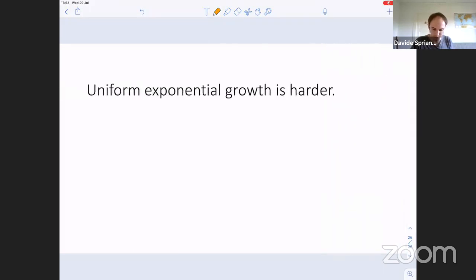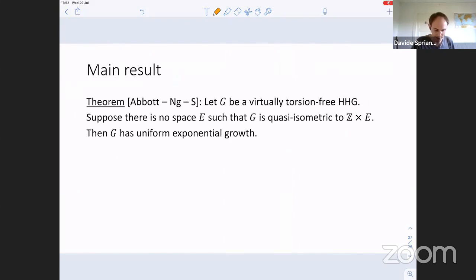And what we want to show today is this. This is the main result. It's a theorem of Carolyn Abbott, Thomas Ng, and myself. Let G be a virtually torsion-free hierarchically hyperbolic group. And now we have an additional hypothesis. Suppose that there is no space E such that G is quasi-isometric to a product where we know that one of the factors is E. Then G has uniform exponential growth.